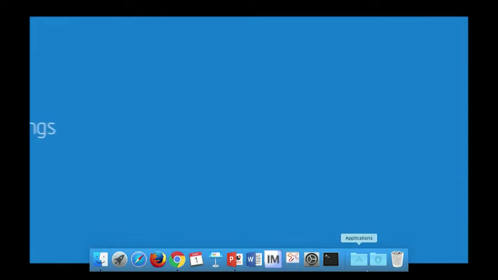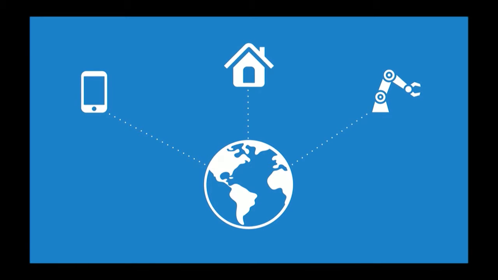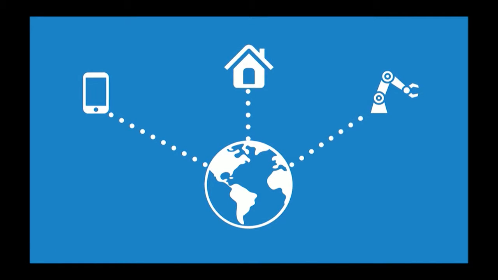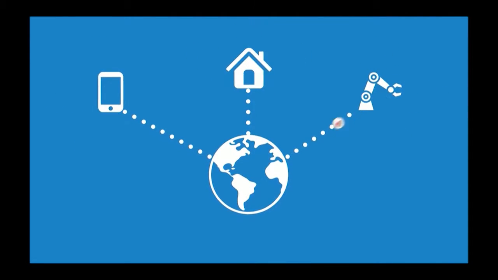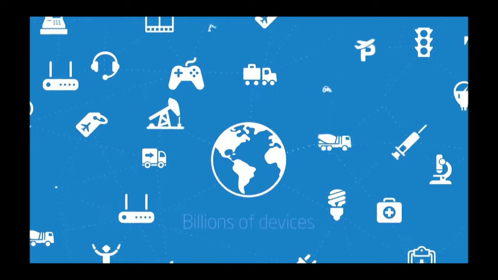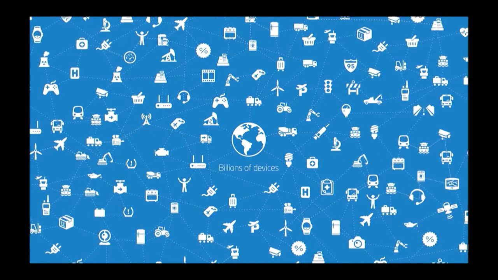By now, you may have heard the term Internet of Things. Sounds interesting, but what does the Internet of Things actually mean? IoT is an evolution of mobile, home, and embedded applications that are being connected to the internet, integrating greater compute capabilities, and using data analytics to extract meaningful information. Billions of devices will be connected to the internet, and soon, hundreds of billions of devices.